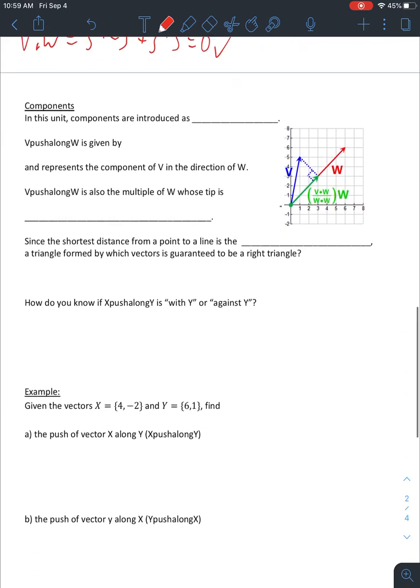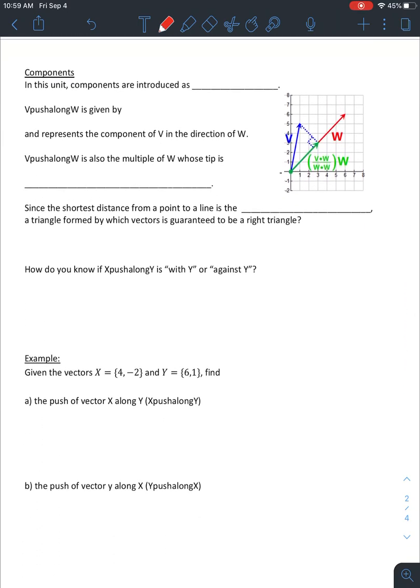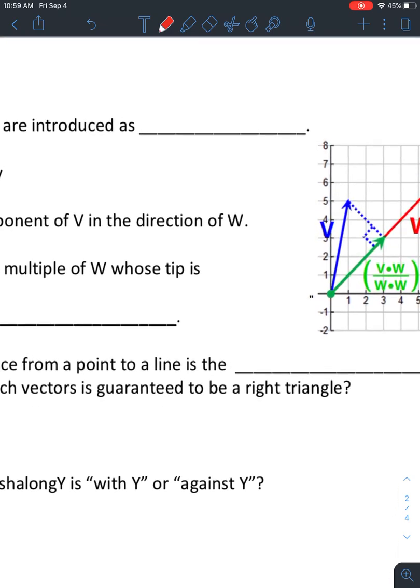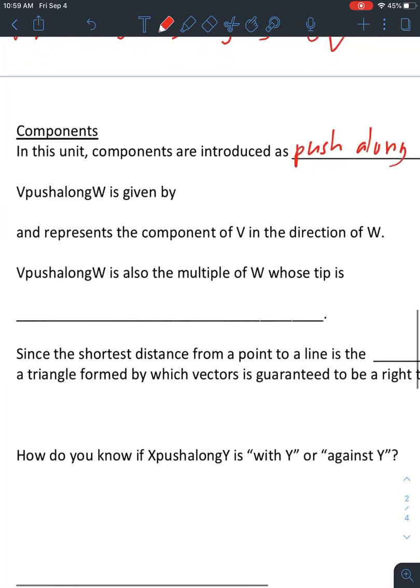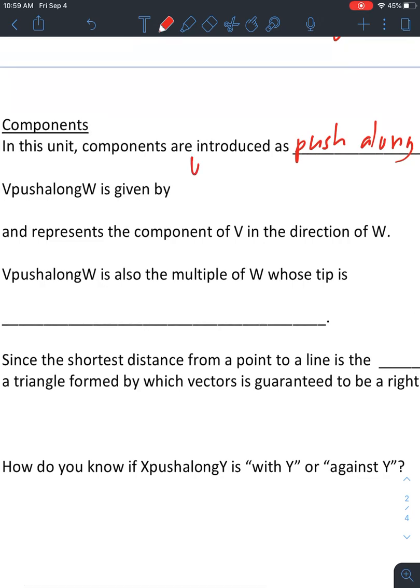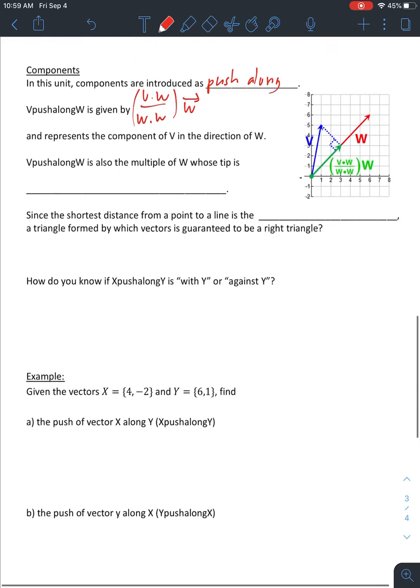All right, components. You might have learned components as something else in your physics class. What we call them in this class is push along. So components are introduced as what we call push along. To find v push along w, what we do is v dot w divided by w dot w and multiply that by the vector w. It represents the component of v in the direction of w.